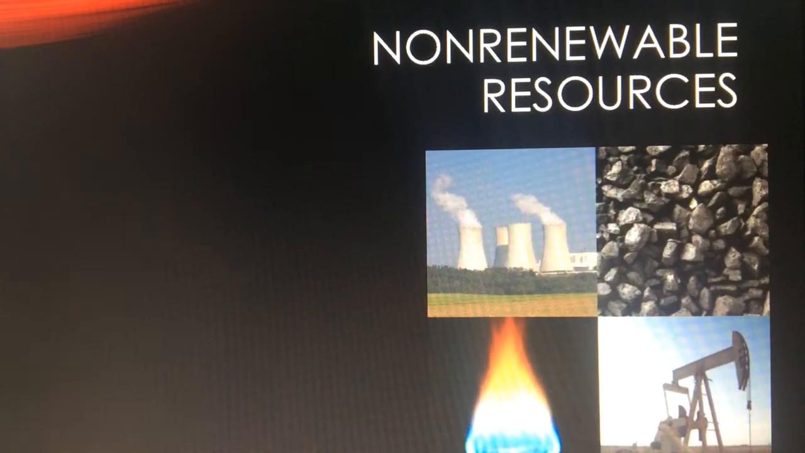The word renewable means, the prefix re means again. So if we have a resource that is renewable, we can use that resource over and over and over again. If you put the prefix non in front of it, it means no or can't. So if you have a non-renewable resource, if it runs out or there's no more of that resource, it cannot be made again. So we have to be careful of how we use these non-renewable resources.